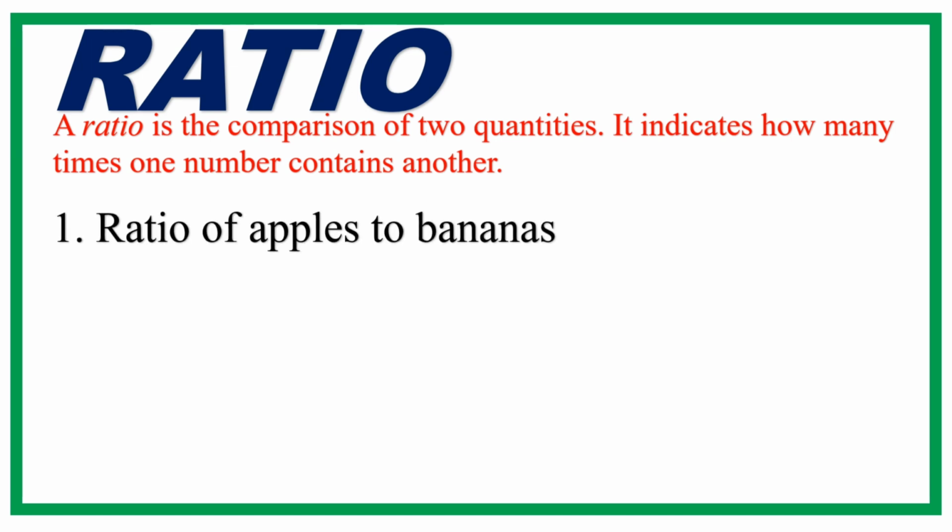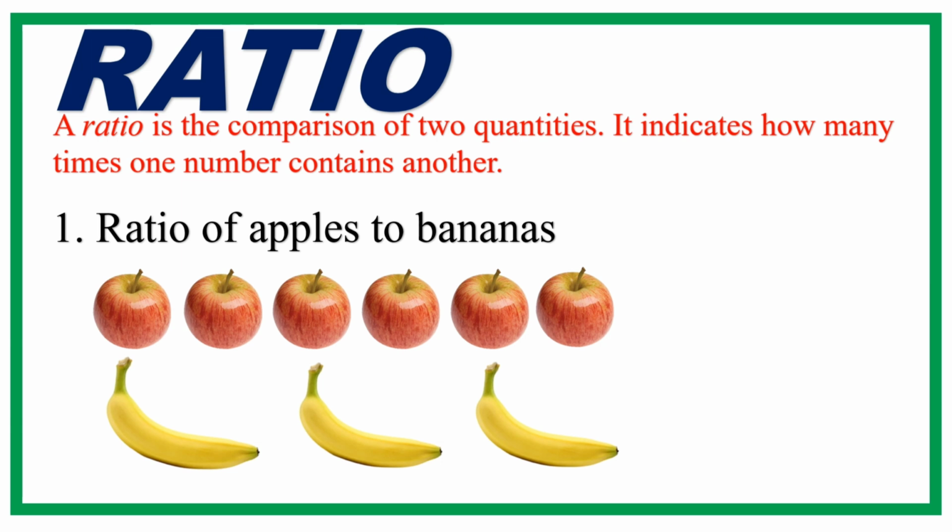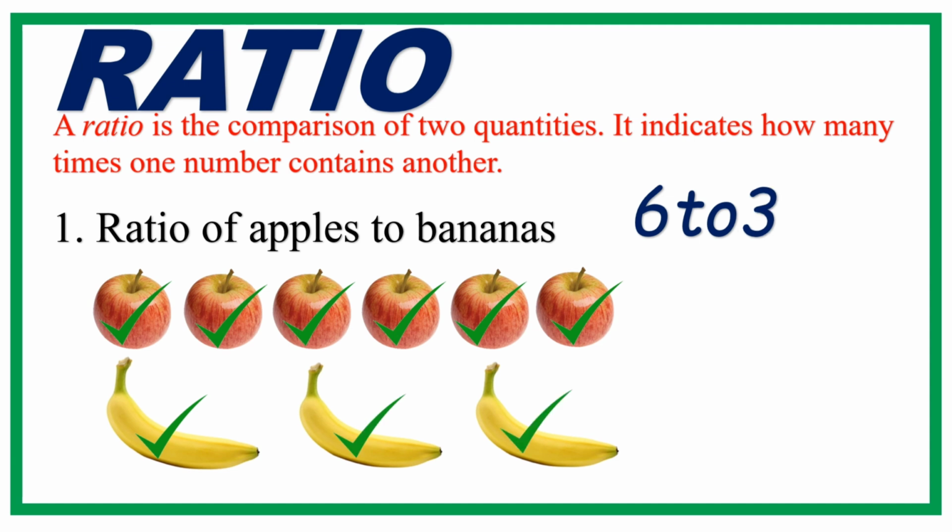Ratio of apples to bananas. We are going to compare the quantity or number of apples to the quantity or number of bananas. First, let's count the apples. 1, 2, 3, 4, 5, 6. We have 6. Now the bananas: 1, 2, 3. 6 to 3.